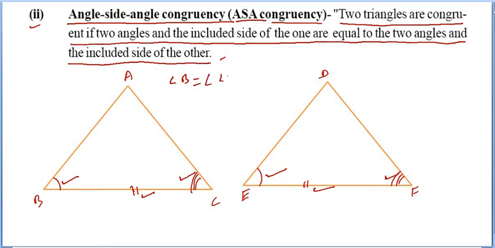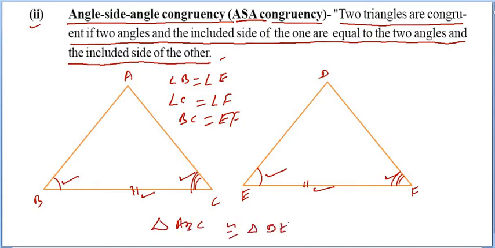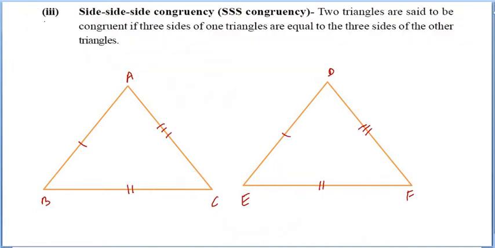So you can write here angle B is equal to angle E, angle C is equal to angle F, and side BC is equal to EF. So that is the congruent triangle. Triangle ABC is congruent to triangle DEF by which rule? By ASA, angle side angle.